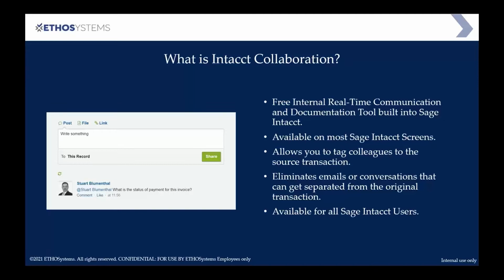It's meant to document, but also to ask what's going on. You can ask questions, and you can attach a file for supporting purposes. It also allows you to tag colleagues, which we'll talk about in a second. So if they have questions on why something was entered a specific way, you're able to do that. The goal is to really eliminate emails and conversations that get lost from the original transaction. In today's world, email comes and goes.